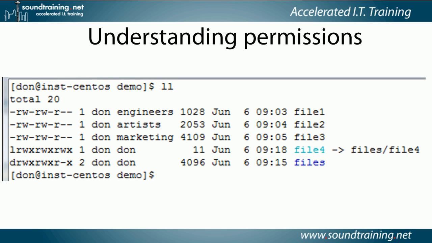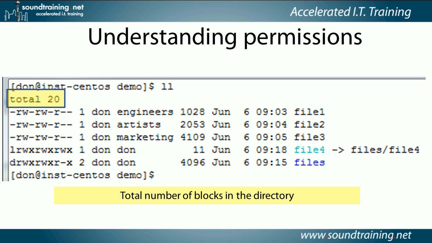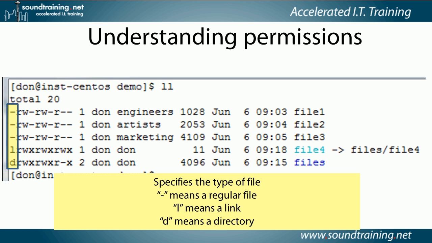We'll start with the output of the ll command, which is an alias for ls -l. It's a long listing, so it gives you details about the contents of a directory. Immediately below the command is the total 20 statement, and that's simply the number of blocks in the directory. Then going from left to right, on the far left is what looks like one fairly wide column, but it's actually 10 single character columns, and the leftmost one specifies the type of file.